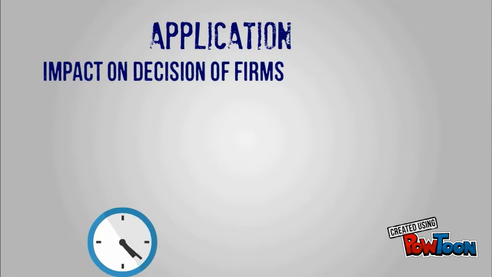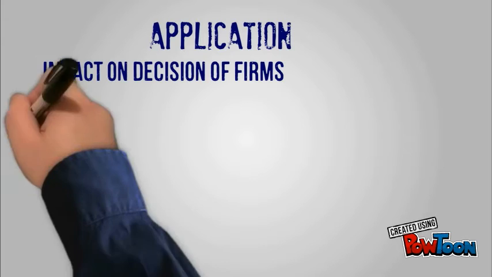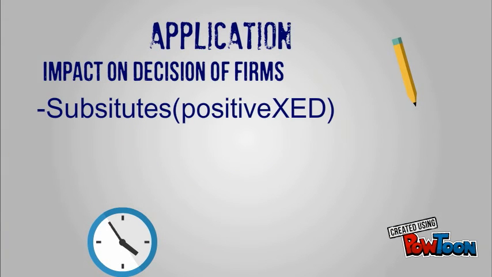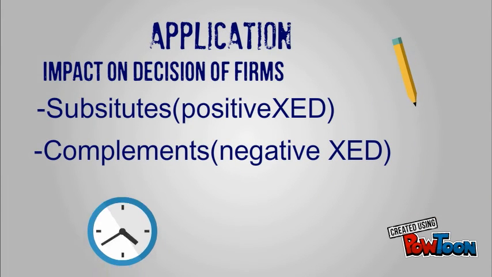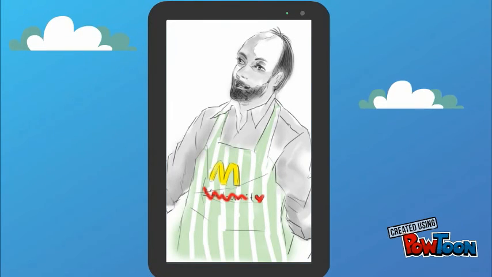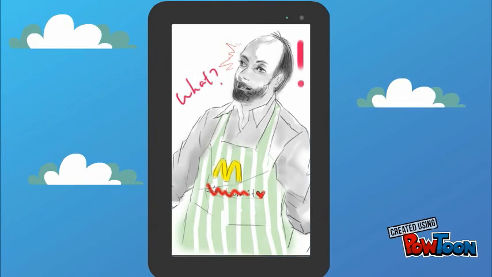It has an impact on firms' decisions. For substitutes, if one substitute's price increases, then the other firm will know to increase supply because demand will increase. And for complements, if one complement's price increases, then the other firm will know to decrease supply because demand will decrease.